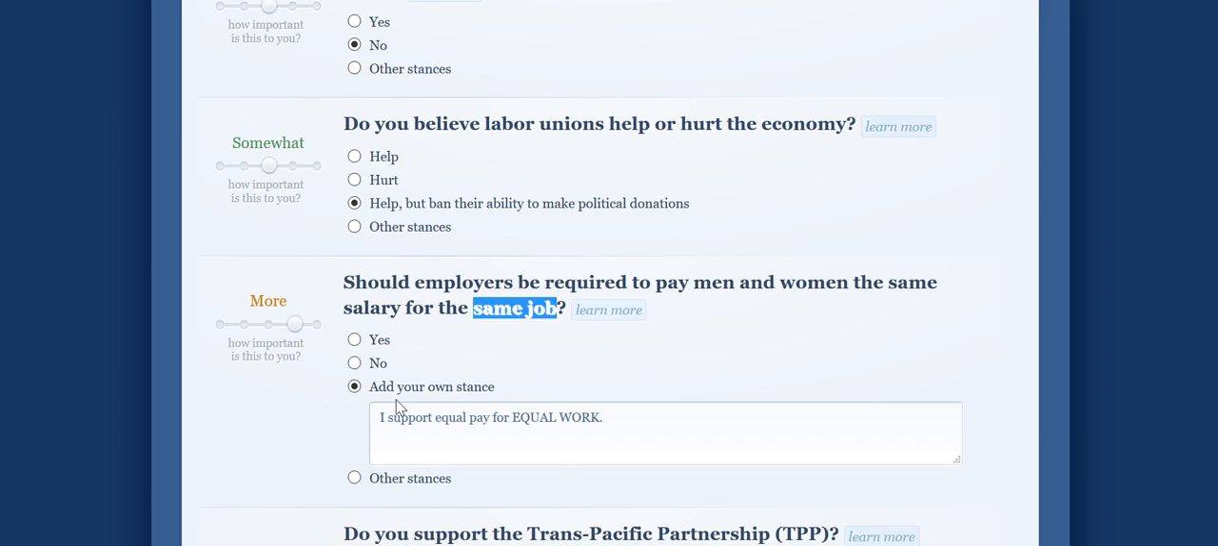So that's why I added my own stance here, because I personally support equal pay for equal work, but I don't like the idea of just, well, same job, so just give them equal money. Well, no, it depends. Is it equal productivity? If it is, then okay. If not, then no. So it's a little more nuanced than I think the title allows for, which is why I added my own stance there.